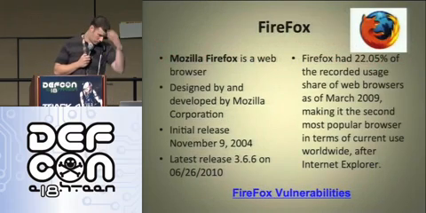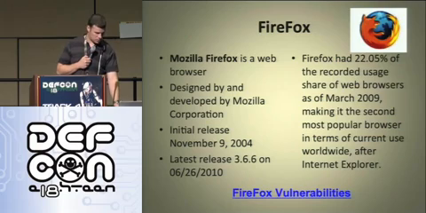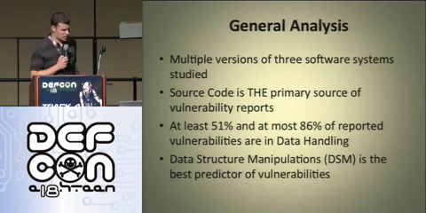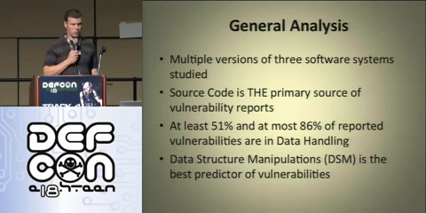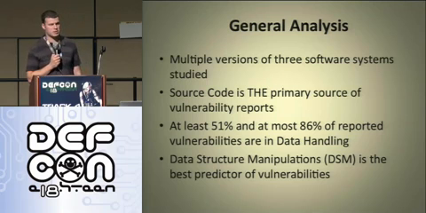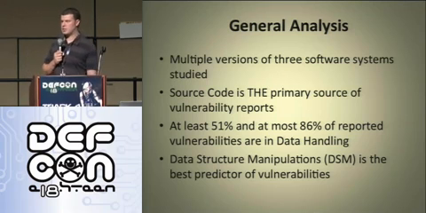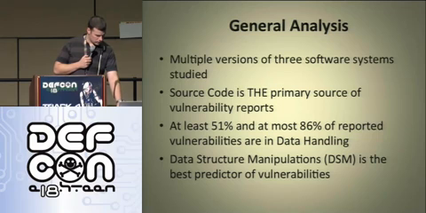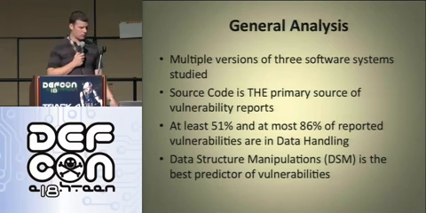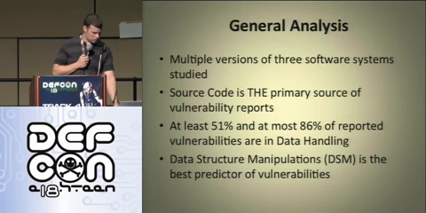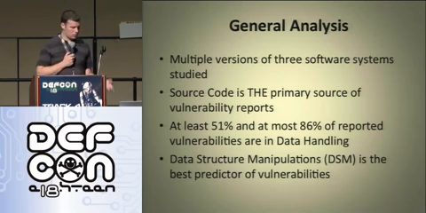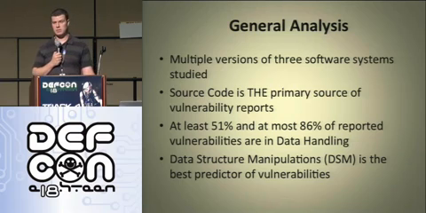Firefox, again, everybody knows what Firefox is. So we did a general analysis. We did a lot more on this one. The Army was a lot more interested in Firefox, so I actually did multiple versions instead of just one specific version. And we had at least 51% and at most 86% of reported vulnerabilities in data handling. So the data structure manipulation, which we talked about earlier, was the best predictor of vulnerabilities in Firefox.